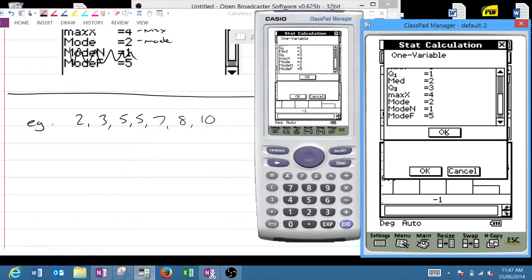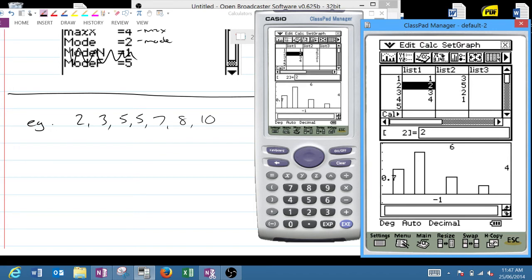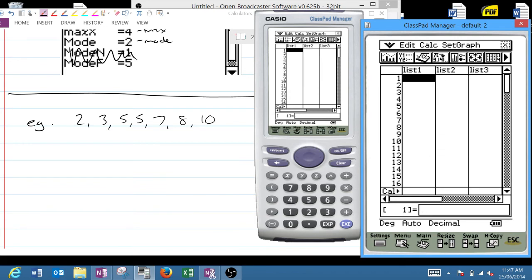What do you think we would do differently when we come back to this list? I'm just going to make it bigger and clear all. So I want to say 2, 3, 5, 5, 7, 8, 10. How would I put this into my calculator? I could put in a frequency tally on the right hand side if I wanted to, and then I could do exactly what I did just before. But there's actually an easier way. Vincent?